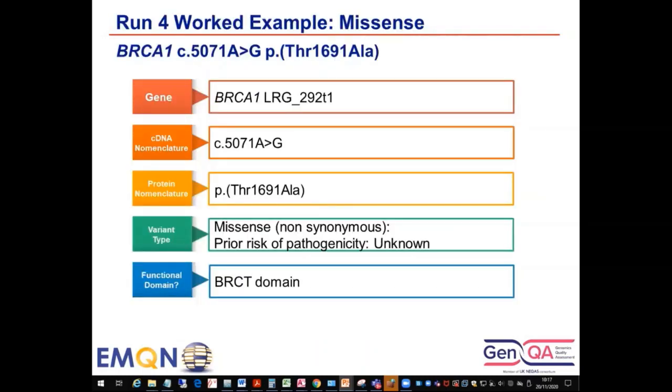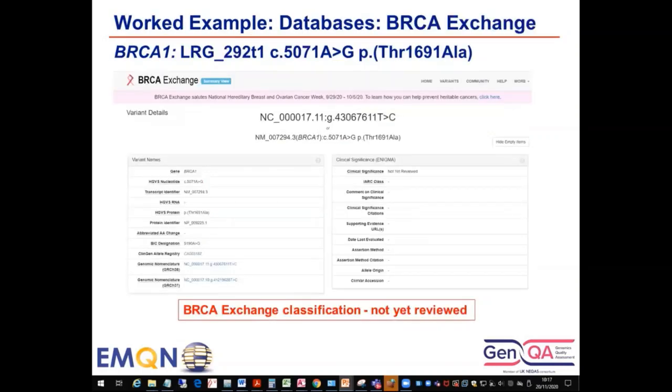Moving on to yet another missense variant, BRCA1 c.5071A>G, at the protein level threonine 1691 to alanine. This is a missense variant in the functional BRCT domain of BRCA1 with an unknown prior risk of pathogenicity.